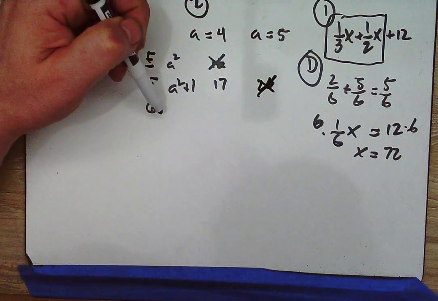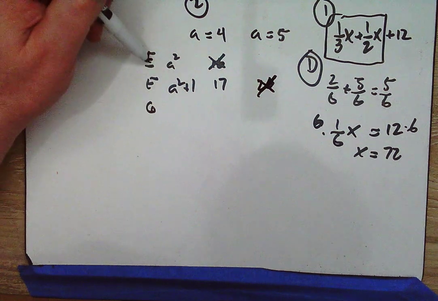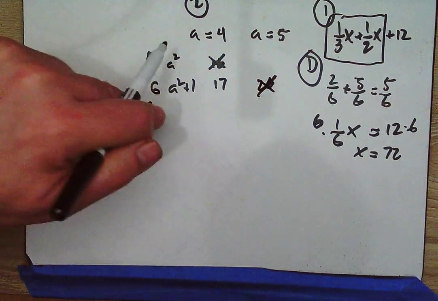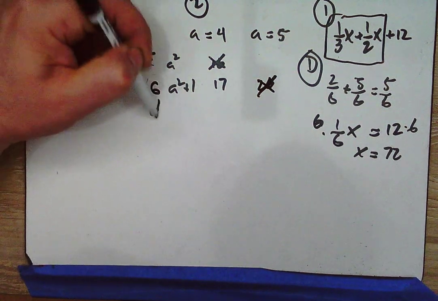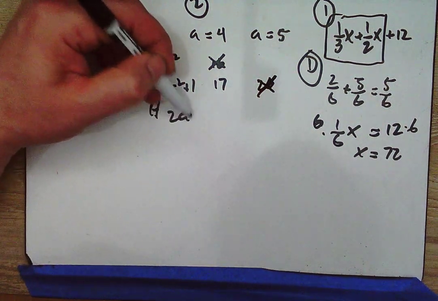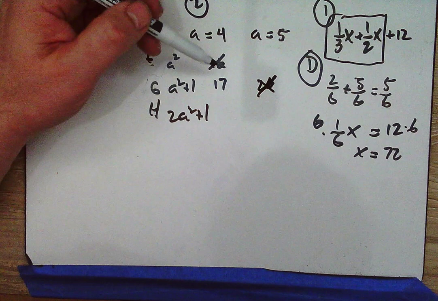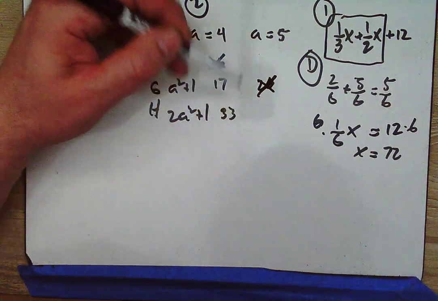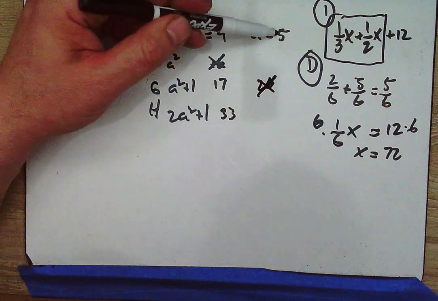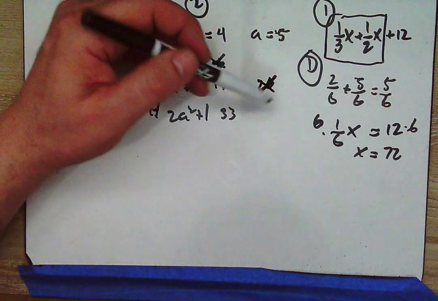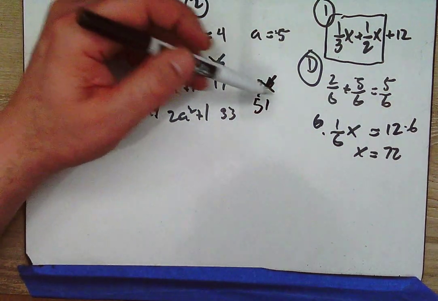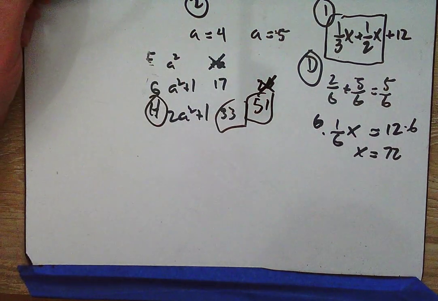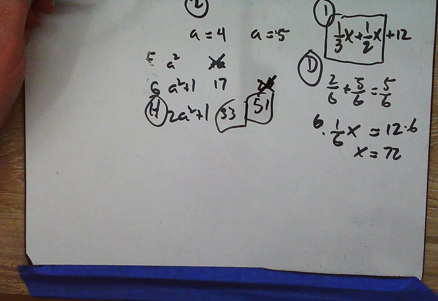G says, oh, I'm sorry, that was F and G. So this is H. H says 2a squared plus 1. All right, 16 times 2 is 32 plus 1 is 33. And 5 squared is 25 times 2 is 50 plus 1 is 51. Hosanna, look, they're both odd. So choice H is my answer for number 2.